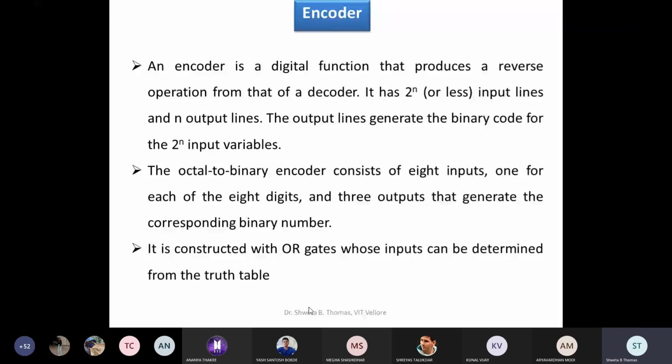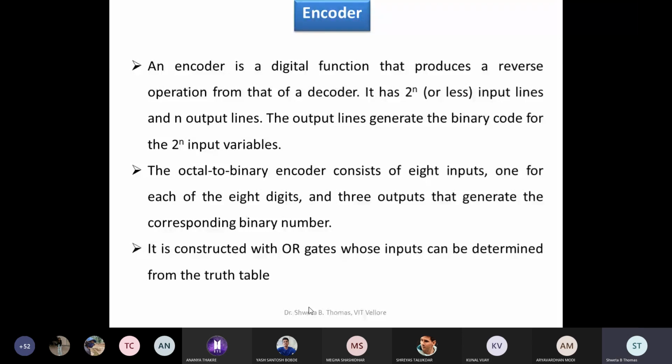Now we'll come to the encoder. Encoder is just the opposite of decoder, so I have not given so much content for it. Here the input will be 2 to the power n or less, and the output will always be n. Why 2 to the power n or less? Because if all are used, the maximum is 2 to the power n inputs, but if some don't-care combinations are there, it will be less than 2 to the power n.